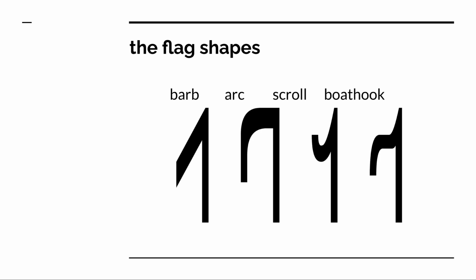So here's what the boat hook looks like compared with the other flag shapes. It's the curved flag which bends in the middle so that it's both concave and convex. And now we've met every flag shape there is in sagittal. 4 in total, designed to be as easy to distinguish from each other as possible.